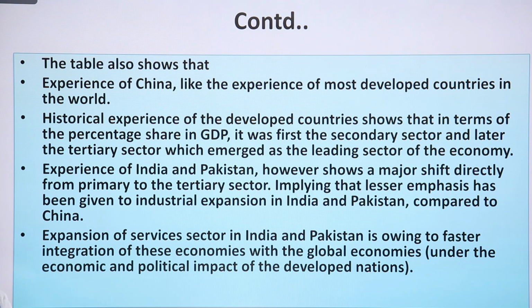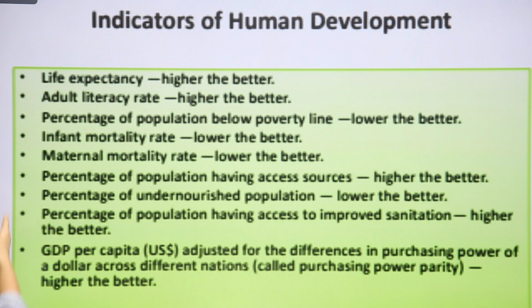But China moved from agriculture to industry and then from industry to services. That means it developed its agriculture first, thereafter it developed its industries, and thereafter it developed its tertiary sector. But India and Pakistan developed their agriculture and directly developed their service sector, but their industrial sector is still lagging behind. That's the difference between these nations.